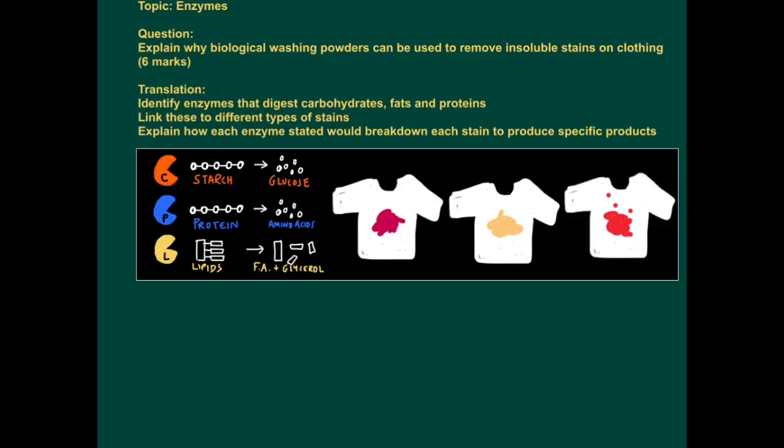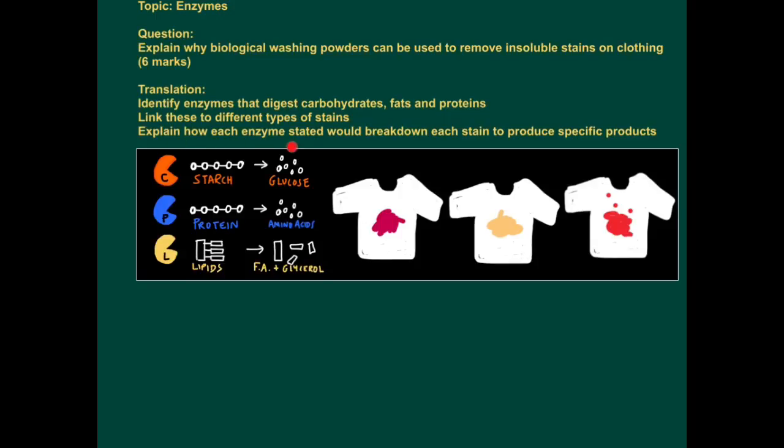So the translation questions to unlock the answer here are: identify enzymes that digest carbohydrates, fats, and proteins, because these are the different types of stains you can get. For example, jam stains or chocolate stains are a good source of carbohydrate molecules, such as starch. Greasy, oily stains are good examples of fat stains, and things like blood stains are a good example of protein-based stains. So link the correct type of enzyme to the different type of stains.